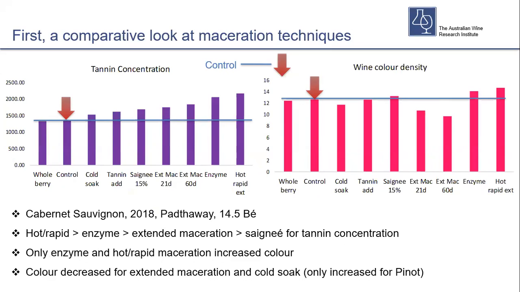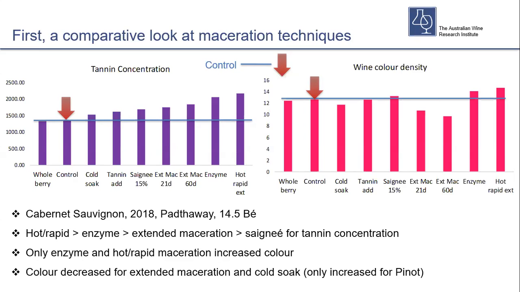So looking then at Cabernet in the following vintage, this was a slightly later harvest at 14.5 Baumé. And here we could see again that the hot rapid extraction introduced the largest changes in both color and tannin. For other techniques, for example extended maceration, we saw the same with the Shiraz, but I didn't highlight that previously: there was actually a color loss while there was an increase in tannin.